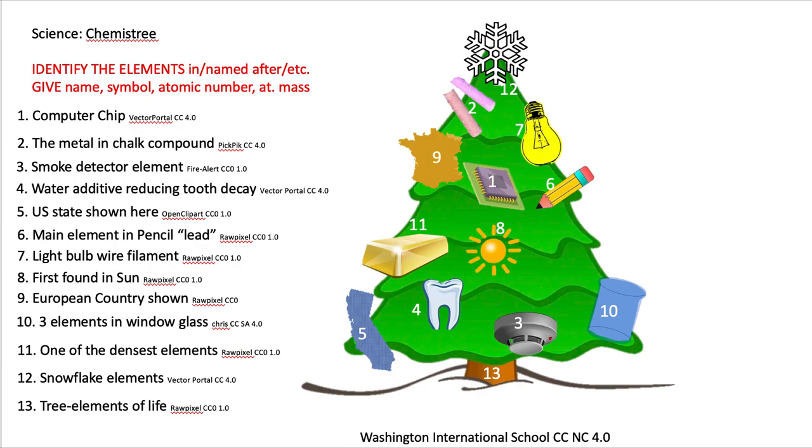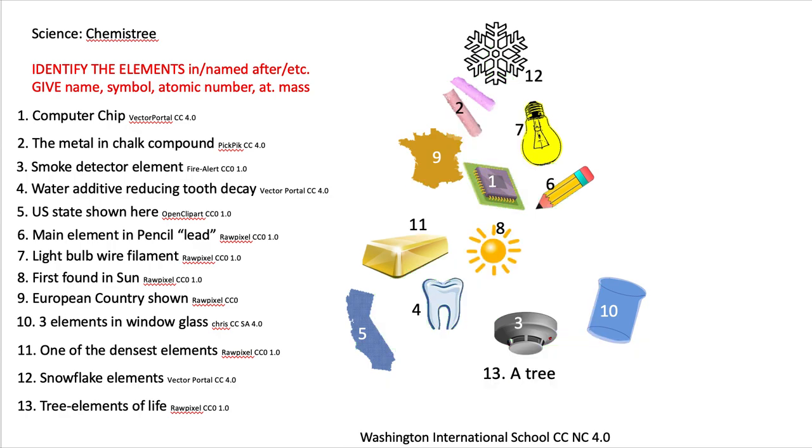European country that is shown and named as an element, 3 elements in regular window glass, so not actually the beaker there. One of the densest elements, number 11, as shown, snowflake elements, and then the tree elements of life for number 13. And here it is, same questions without the tree background.